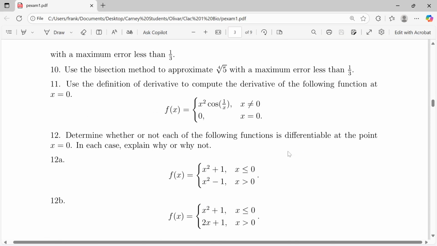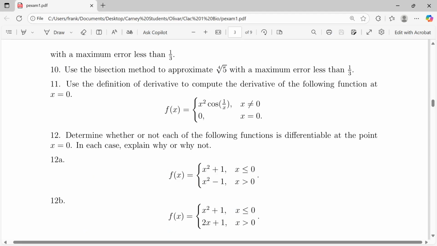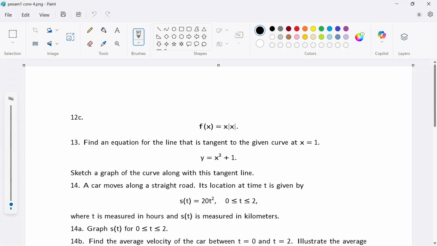12 says, determine whether or not each of the following functions is differentiable at the point. In each case, explain why or why not. Well, so I'll do 12C and see if it's differentiable. I'll see if I can differentiate it. And the point is, it says differentiable at the point x equals 0.